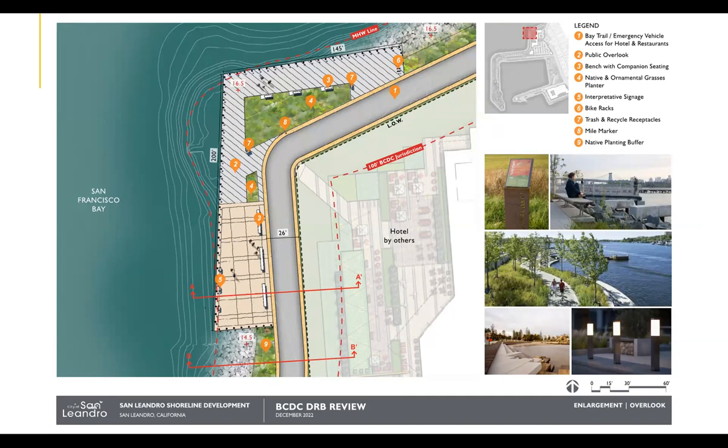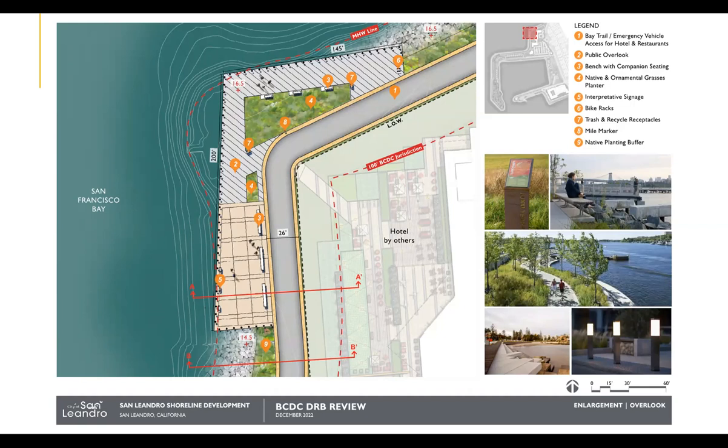But we've been collaborating with them on maintaining a very low landscape in here. I believe they are looking at glass view fences on the hotel side. Everyone is on board with maintaining that view out from the patio area. Here we see the 26-foot wide EVA zone labeled.